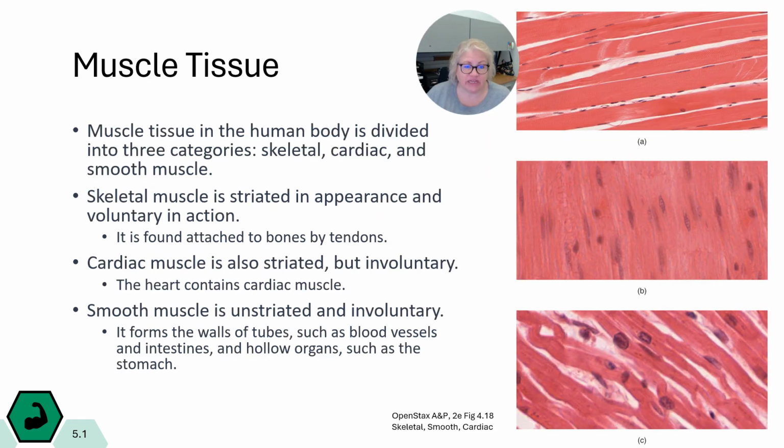Muscle tissue in the body is divided into three categories: skeletal, cardiac, and smooth muscle. And you can see those here. Here it lists what order they're in. So it goes skeletal here, smooth, and cardiac down here.